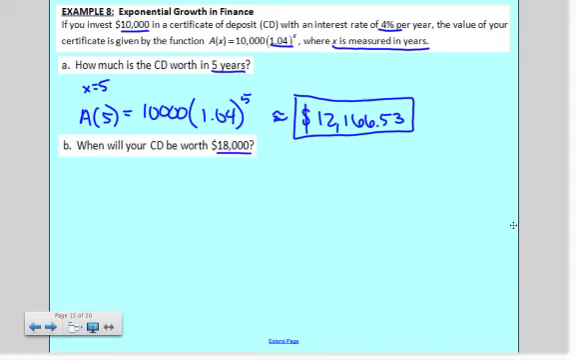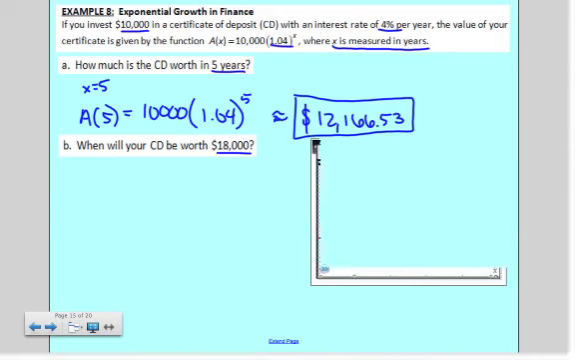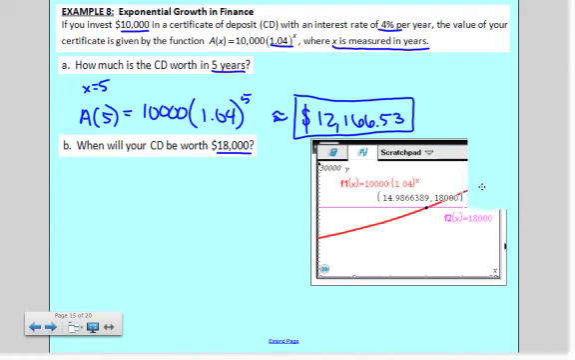All right, now when will your CD be worth 18,000? Here's the thing. Later in this chapter, we're going to learn about logarithm functions that let us do this analytically, but right now your only technique is to use your calculator. So what we would do is graph the original function, and when is it worth $18,000 is when y equals $18,000.